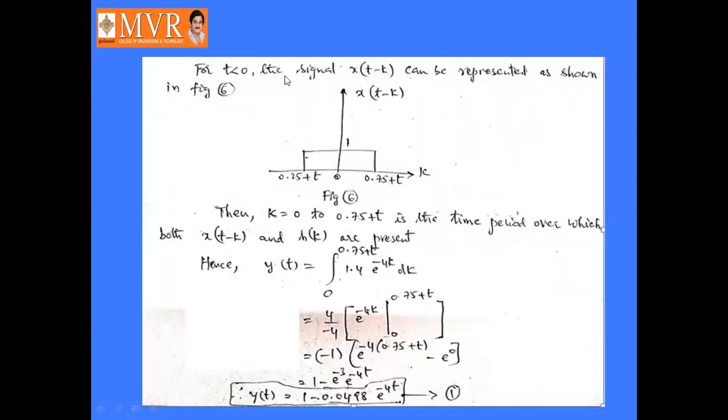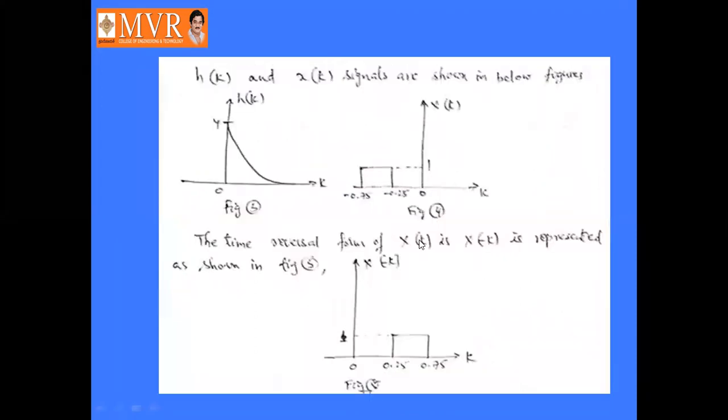Then for t less than 0, the signal x of t minus k can be represented as shown in figure 6. X of t minus k, time will be shifted towards the right side by t units. So it will be represented in figure 6 as x of t minus k, as this is 0.25 plus t, this is 0.75 plus t. Amplitude will not change. Then k equal to 0 to 0.75 plus t is the time period over which both x of t minus k and h of k are present.